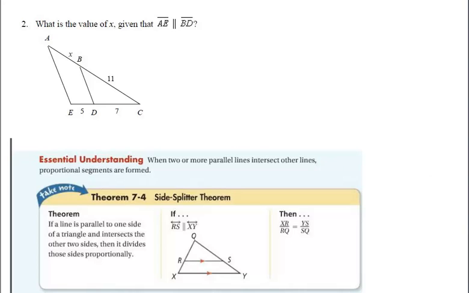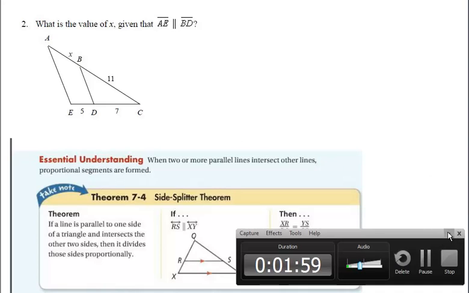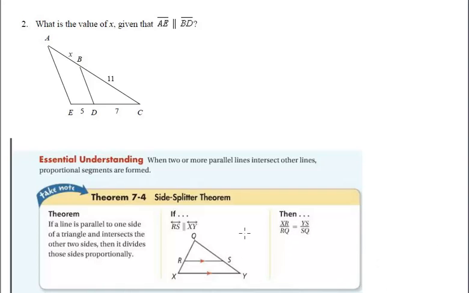Okay, number 2, this also uses the side splitter theorem, so I put it back up here again. So we're just going to plug in our values, and so we're simply going to have x over 11. It's just these values here, right here and right here, equals 5, this piece here, over 7. That 7 came from right there.